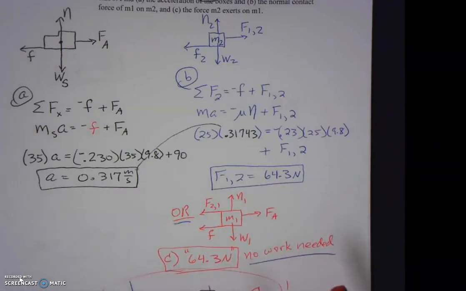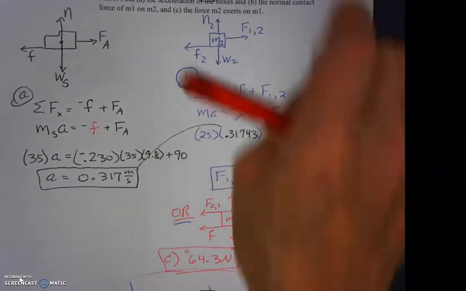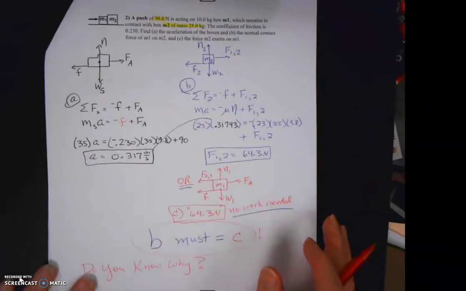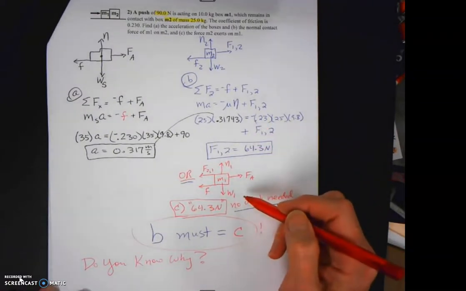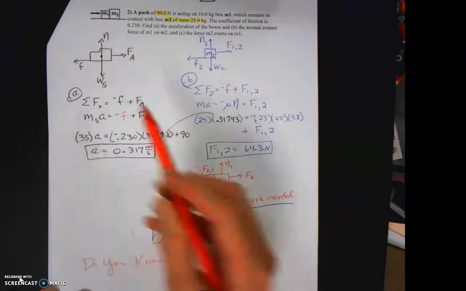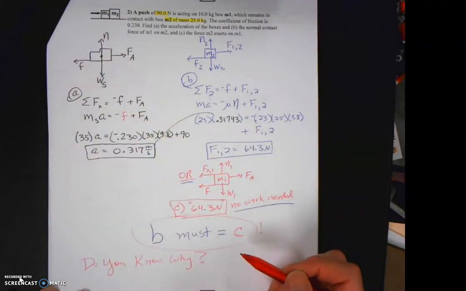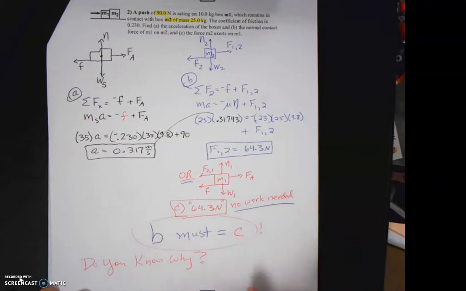Why is there no work needed here? Because you're supposed to know by Newton's third law of motion, C must equal B. These two have to be the same. When object 1 pushes on object 2, object 2 pushes on object 1 with a force that is equal in magnitude. So this was my way of getting at, did you know Newton's third law? And if you knew it, you didn't have to waste any time doing any calculations for part C.